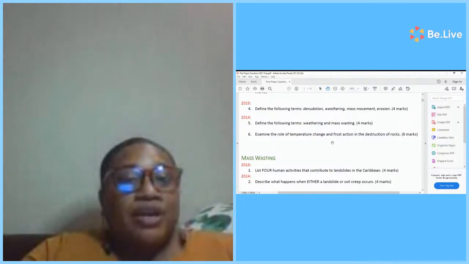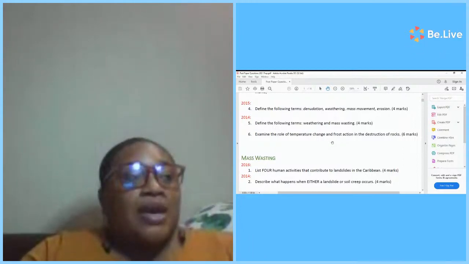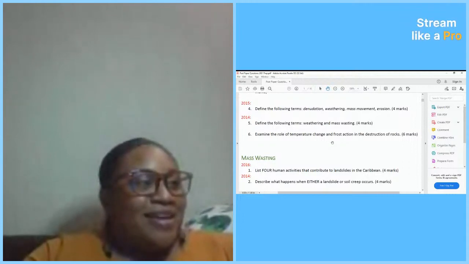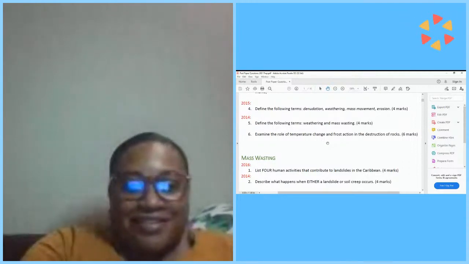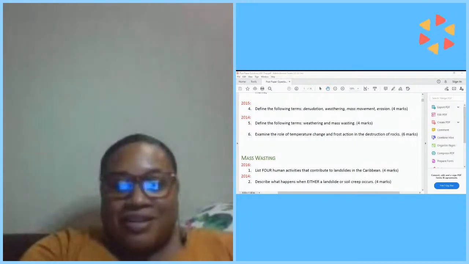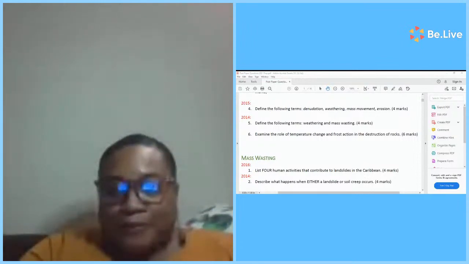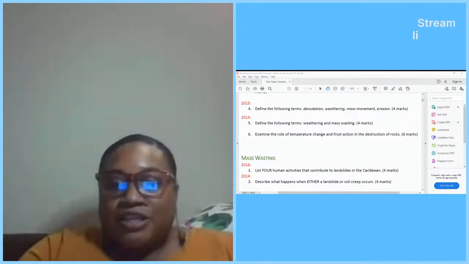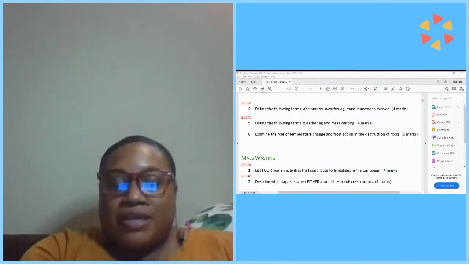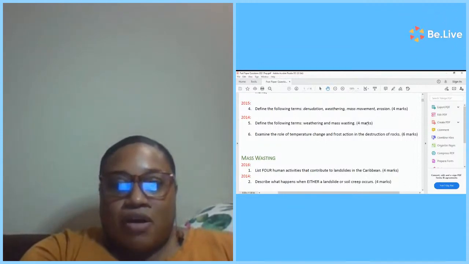Remember, weathering is in situ. In situ. Very good, Dre. Look how well it's coming to me. I love it. In situ, right? So it is the physical disintegration or chemical change in the rock in situ. It doesn't move. Whereas erosion, right, is the agents of erosion that take or carry the rock.